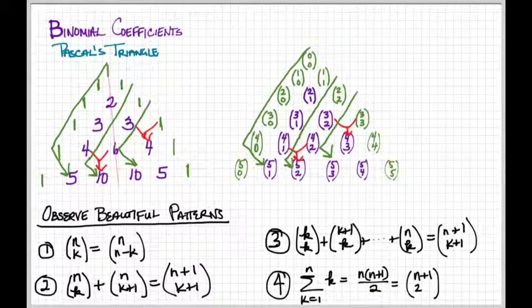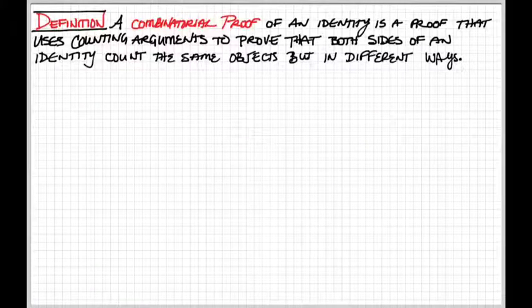So those are the 4 identities, and there are hundreds of identities that can be found, but we're going to look at these 4 and prove them combinatorially. Let's talk about what a combinatorial proof is.